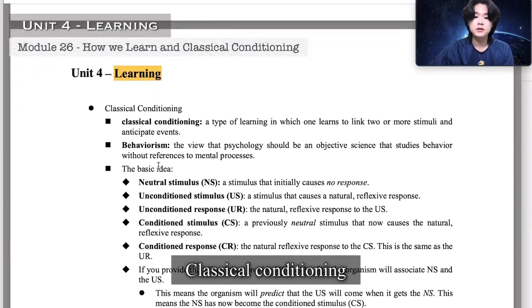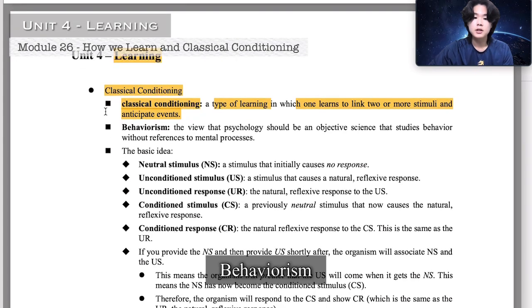The next thing to look at is called classical conditioning. Classical conditioning is a type of learning in which one learns to link two or more stimuli and anticipate events. Behaviorism is the view that psychology should be an objective science that studies behavior without references to mental processes.